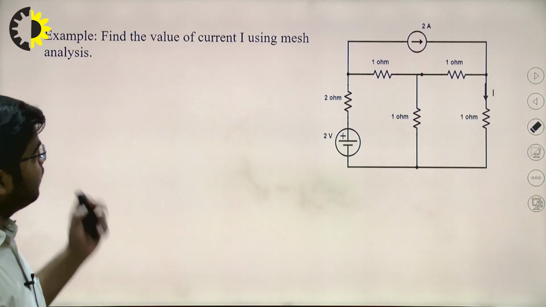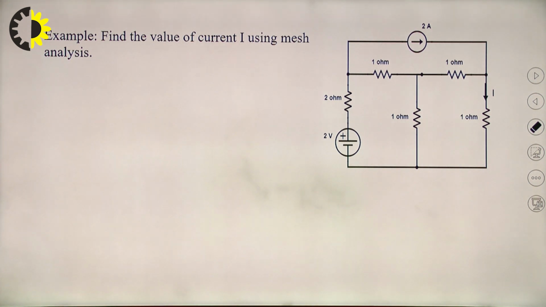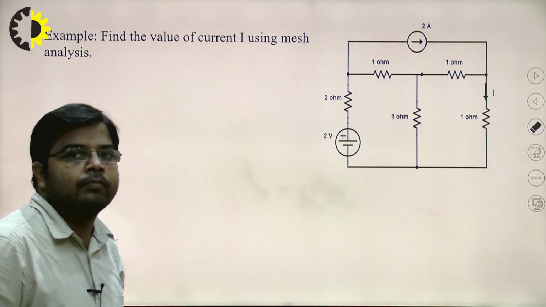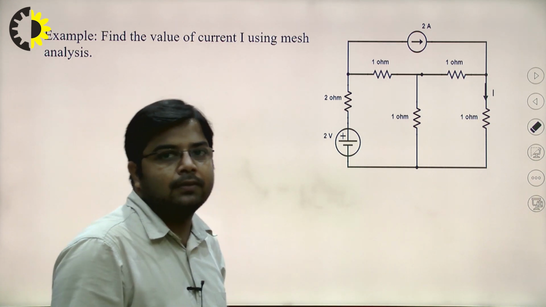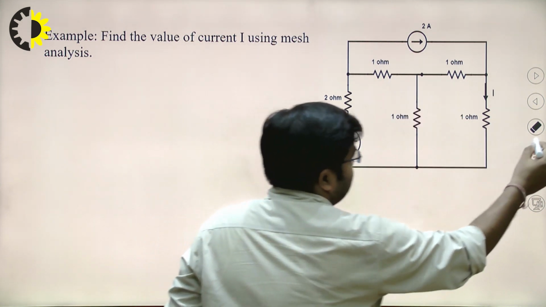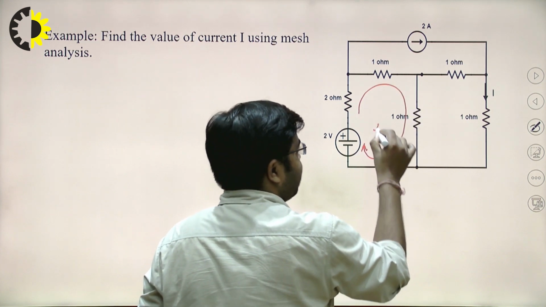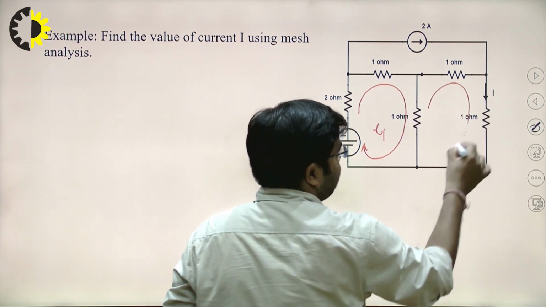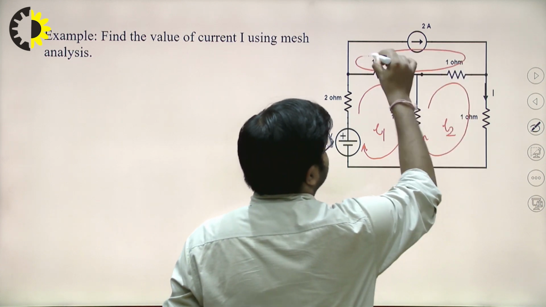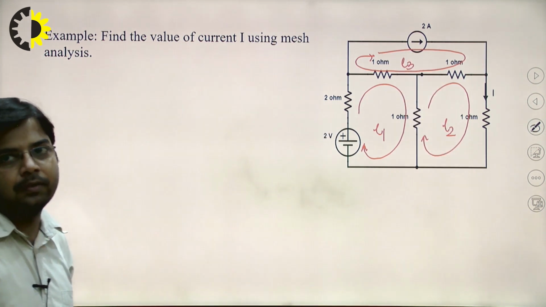So let's say this is example number 2. In this example you have to find out the current value I using mesh analysis. Okay, so first you have to identify the number of meshes, then you have to assign the mesh currents. So this is mesh number 1, assign mesh current I1, and this is mesh number 2, so the current will be I2. Then this is mesh number 3, assign current I3.